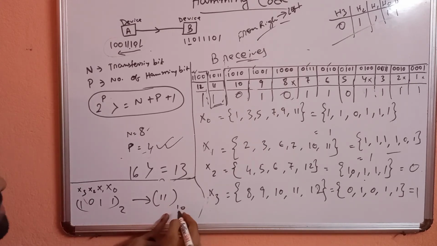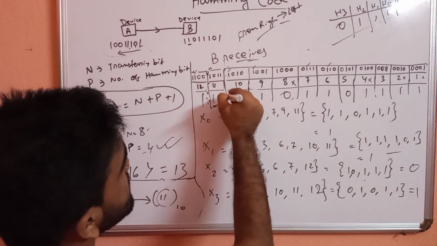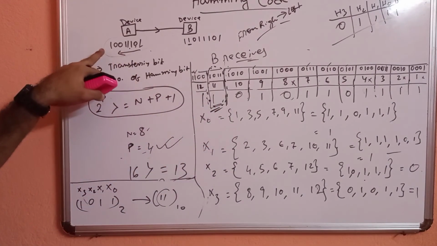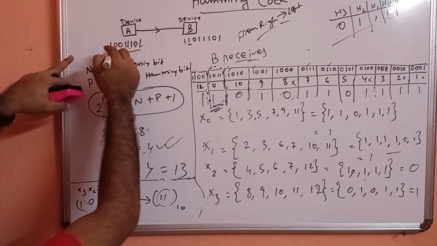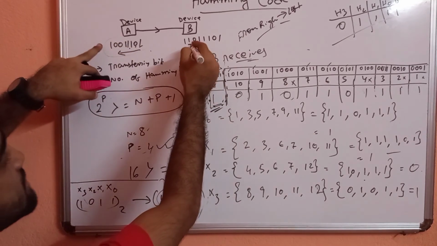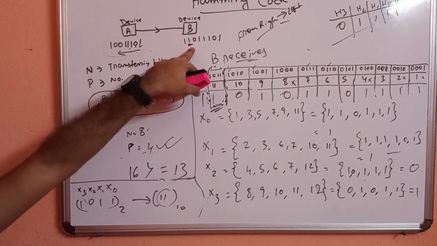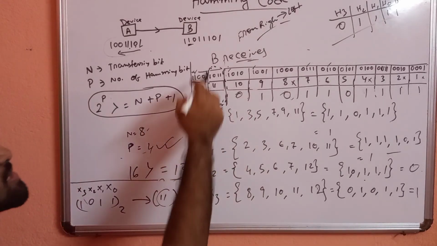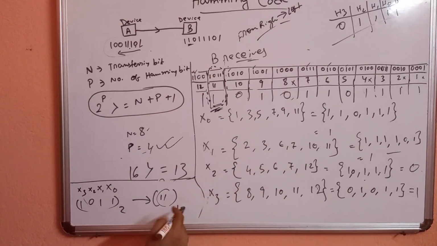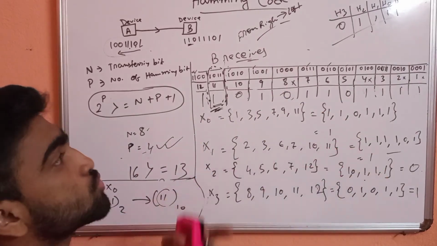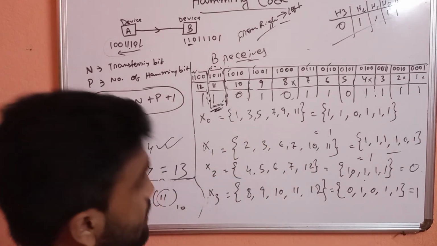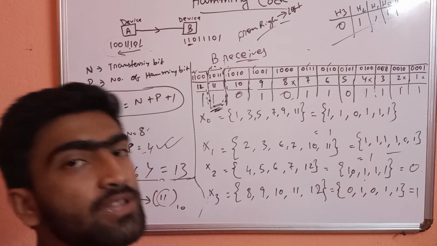Okay, converting into decimal. What does this 11 mean? 11 means we have an error in the 11th bit. Here, see, previously the transferred data was 1, 0. When we transferred, impurity was added and the error was 1 in the 11th place. So we found the error place. The 11th place is the error, where the error occurred. So this is how Hamming code is used to find a single bit error. That is why Hamming code is called a single bit error correcting code.